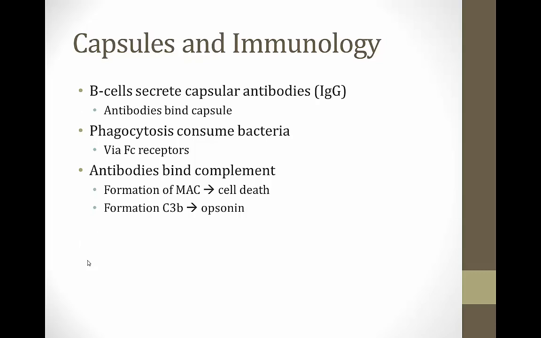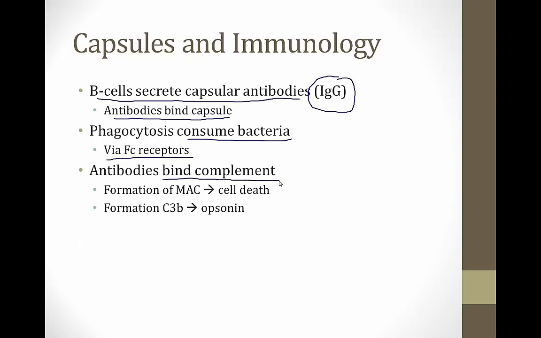Because the capsules make the bacteria resistant to phagocytosis, the body has evolved several mechanisms to overcome those capsules. The first mechanism is that B cells secrete capsular antibodies, especially IgG, and these tag the bacteria for phagocytosis. The antibodies bind to the capsule, and then phagocytes can recognize the antibodies via their Fc receptors, and therefore they can consume the bacteria. In addition, the antibodies that bind to the capsule can activate the complement cascade. This can lead to formation of the membrane attack complex, which leads to cell death.